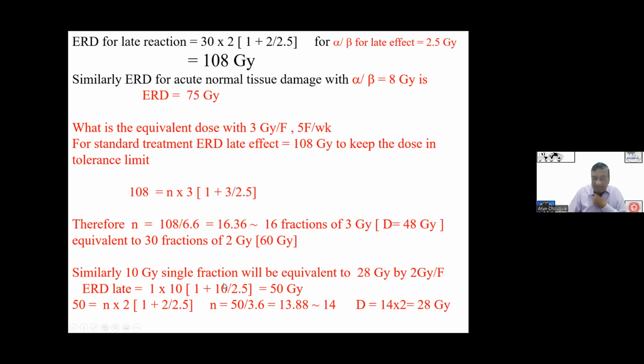Similarly, a 10 gray single fraction, extreme hypofractionation, will be equivalent to 28 gray in 2 gray fractions. You can just use this formula with the late effect as the end point, and you get 28 gray.